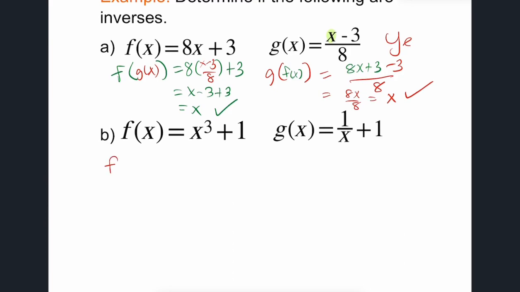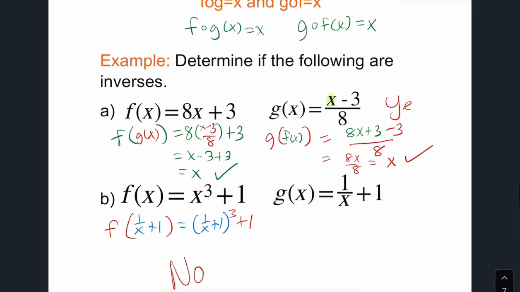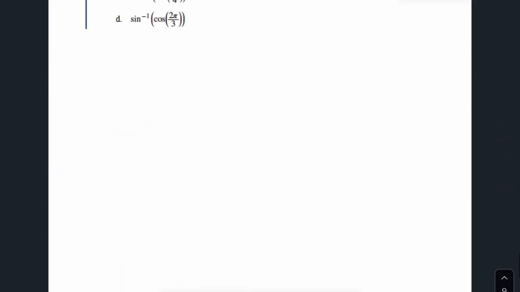So here, if we take the f function and we plug in the g function, 1 over x plus 1, we get (1 over x plus 1) cubed plus 1. Is that going to reduce down to x? No, absolutely not. It's going to be disgusting. So that's a no. If it worked one way, you still should check the second way because it might undo itself in a funky way. Okay? So now, we're going to talk about the trig functions tomorrow.